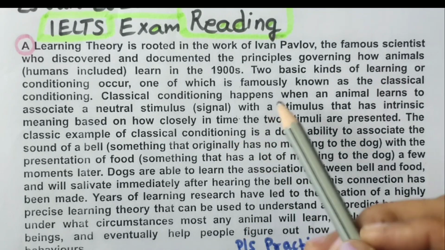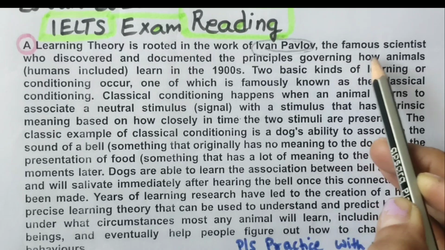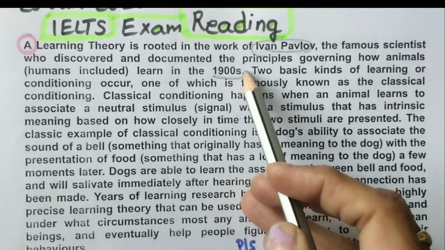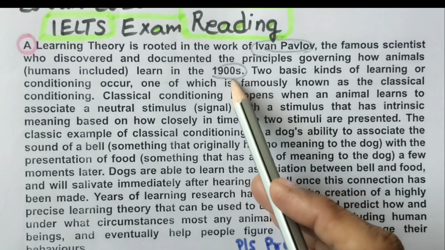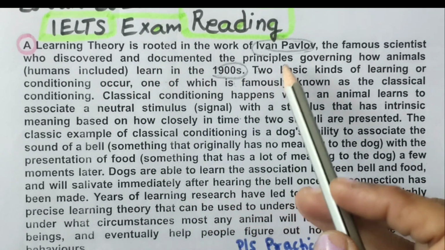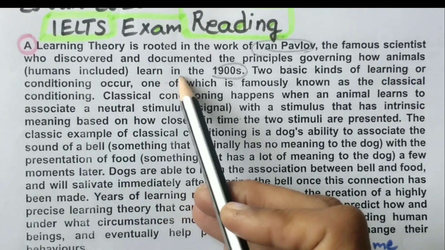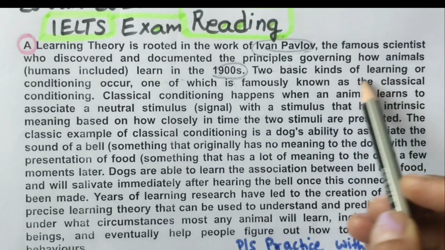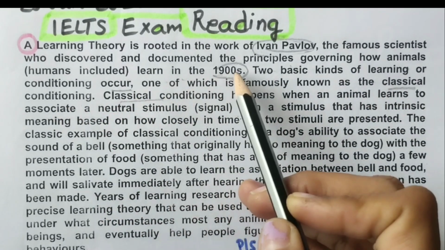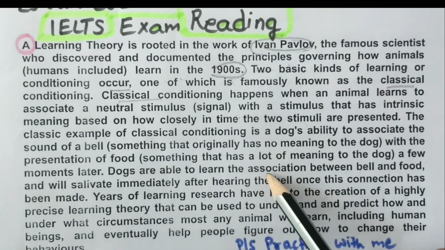In this paragraph, it is rooted in the work of this person, the famous scientist who discovered and documented the principles in the 1900s. See this, the date is given. It is rooted in the work of the famous scientist who discovered and documented the principles governing how animals, humans included, learn in the 1900s. Two basic kinds of learning occur. Classical conditioning. I think they are talking about one piece of information. I will show it to you; till then I am reading all the things.